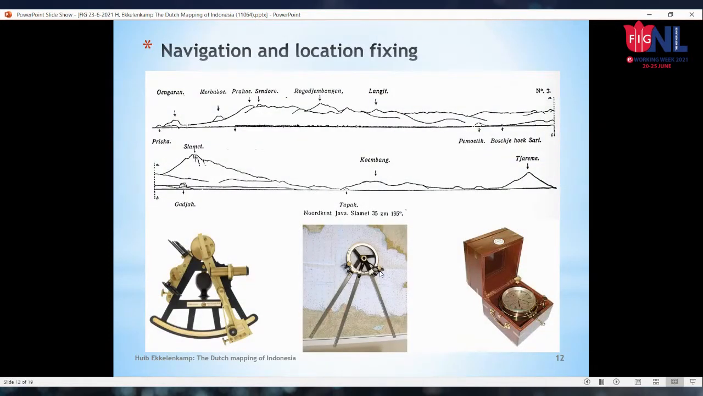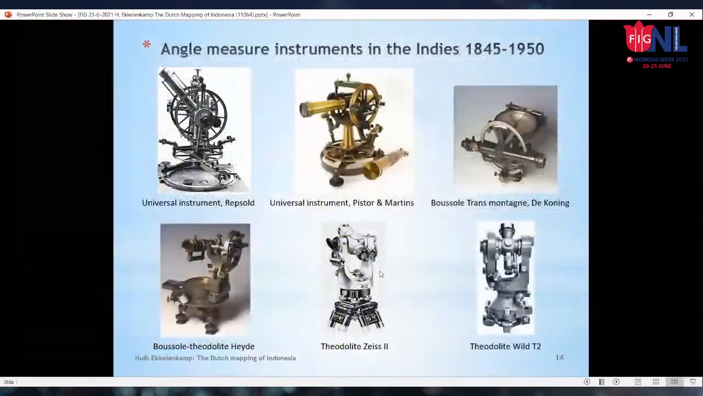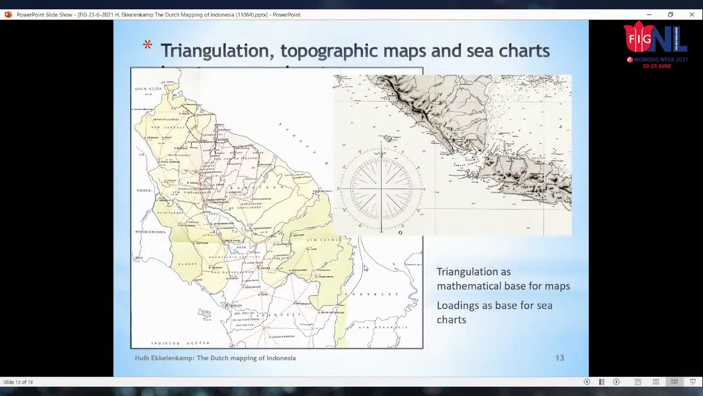Navigation and location fixing: if you do such a long trip and you have so many islands, it's important that you have a profile of the mountains, of the volcanoes, for which you use some sophisticated instruments. So surveying, navigation, and location fixing were right from the beginning very important. And you see some of the important instruments: a sextant, a station pointer, and a chronometer at the bottom.